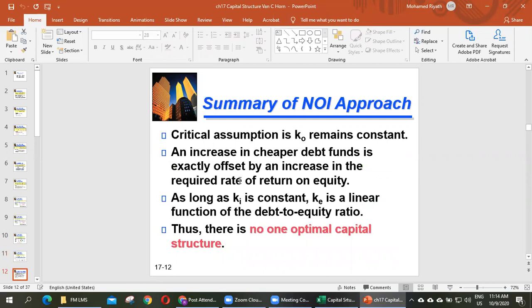Okay. This is a summary of the net operating income approach. The critical assumption is that overall cost of capital remains constant, unchanged. An increase in cheaper debt funds is exactly offset by an increase in the required rate of return of equity. So when we include more debt, the cost of equity increases, but the increase in cost of equity is offset by the cheap source of finance, debt. As long as cost of debt is constant, cost of equity is a linear function of debt to equity ratio. Thus, there is no one optimal capital structure. According to the net operating income argument, there is no optimal capital structure.